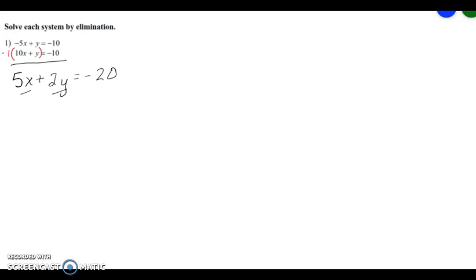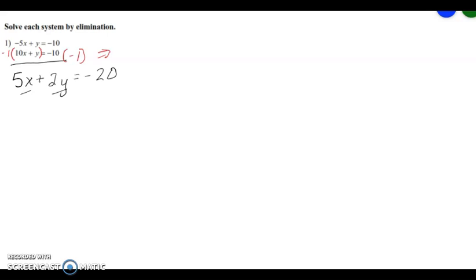We can use brackets to show multiplication. We're going to multiply this side of the equation by negative 1, so we have to do the same thing over here. Multiply both sides by negative 1. So put the result here.